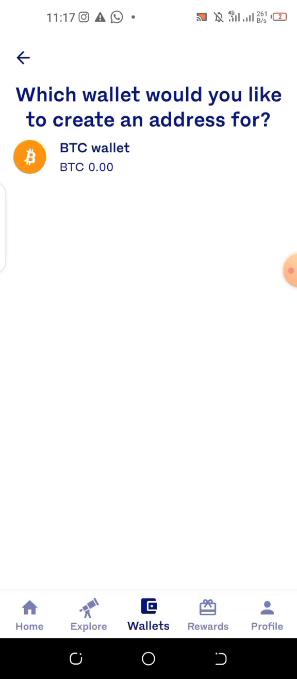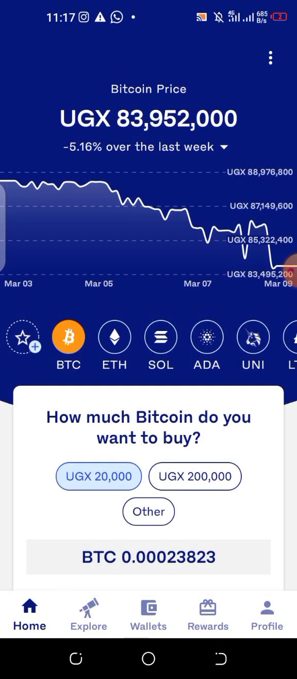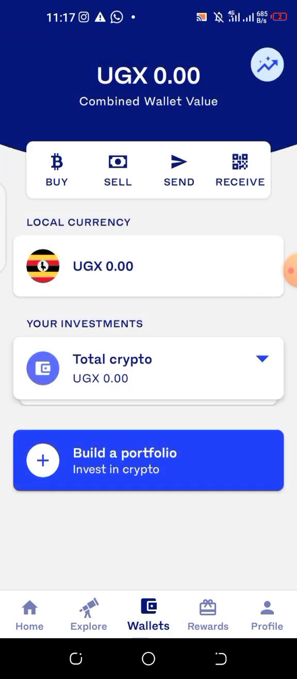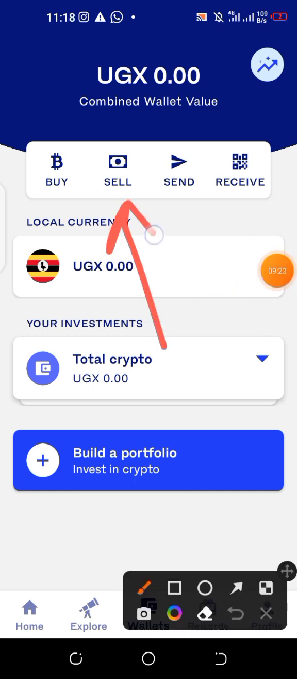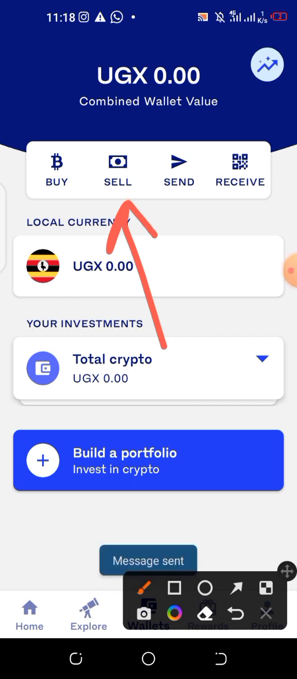So after receiving the BTC, you come to wallet again. Then you come to sell. You see it here. Have you understood what I'm doing? After selling, you'll be able to get your profit back, and you can buy USDT, so you can transfer the USDT to your Binance account, so you can sell via P2P or in the market to get direct money in your bank account or your mobile money or any other form of payment.